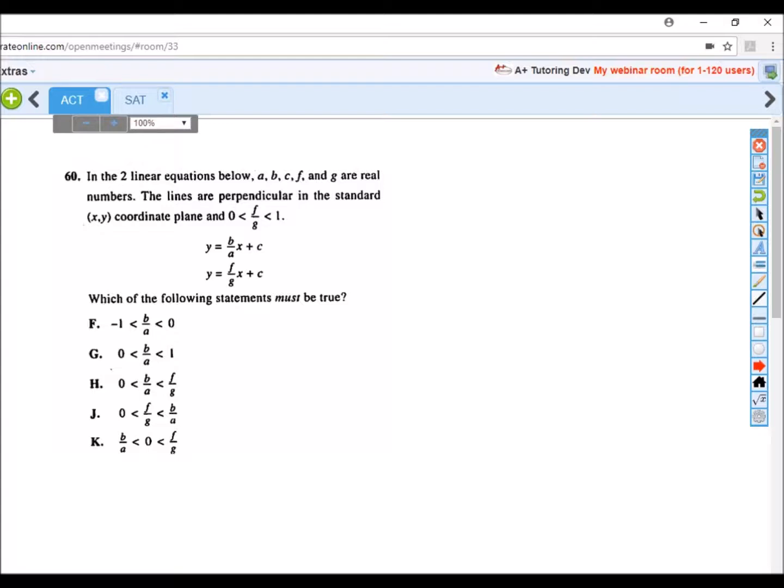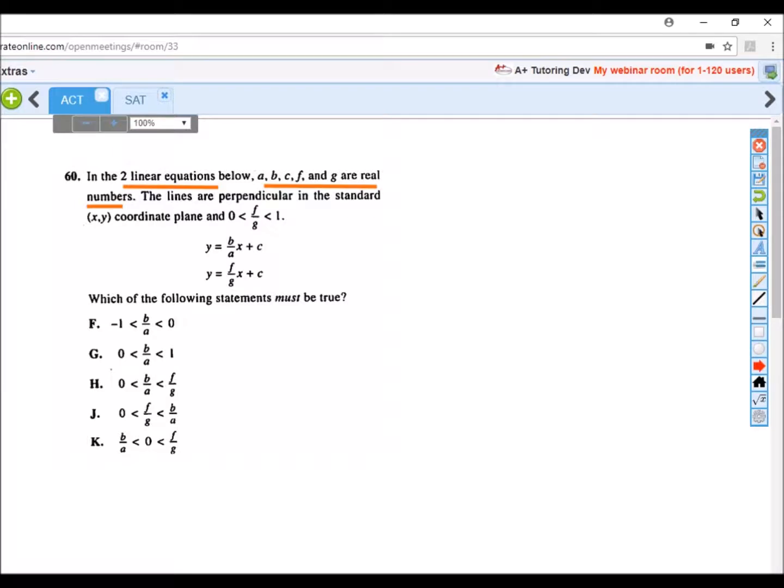So, reading the question first, which of the following statements must be true, doesn't really help us in this kind of situation. So what we'll need to do here is focus on the information that we are given, and we're going to start from the beginning and just break it down from there. So, in the two linear equations below, linear equations being y equals mx plus b, next thing is going to be the a, b, c, f, and g are real numbers.